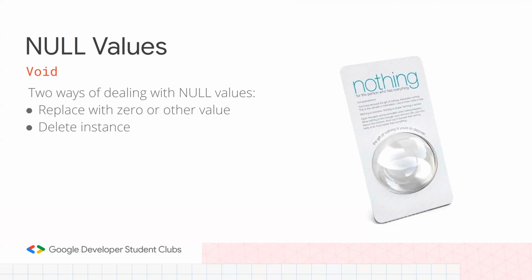So null values. These are values that don't exist, that are just missing. Let's say someone's collecting data on biking trips, and someone doesn't make a biking trip one day. There's no data for that day, so you can only have null values for that data. The two ways that we deal with this is either we impute it, or replace those missing or null values with zero or another value, or we can delete that instance. In the example of collecting data from biking trips, we can just not take that data into account. We can delete it.